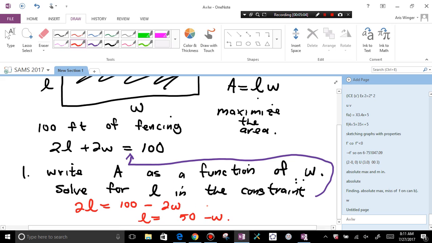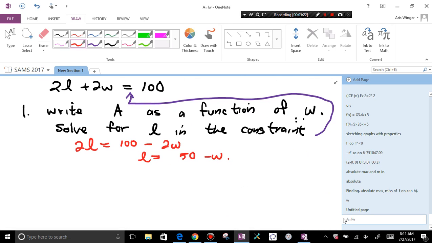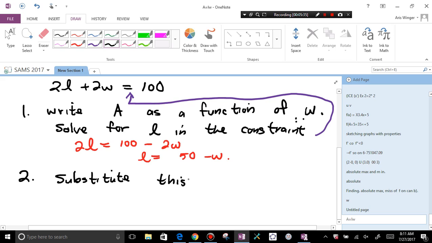We will then substitute that in for L here, and A will be a function in terms of W by itself, and we are still maximizing that. And then it's over. Once we have what A is in terms of W, then we can go ahead and do all of our calculus stuff. We'll then substitute into A.